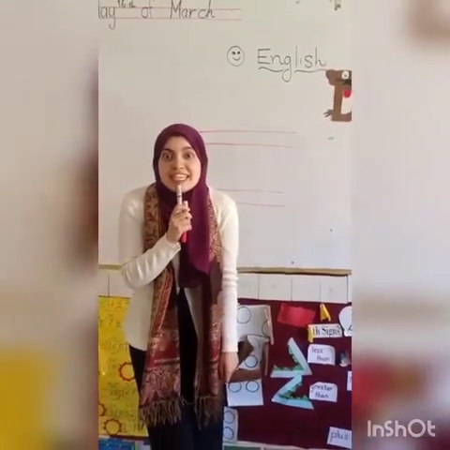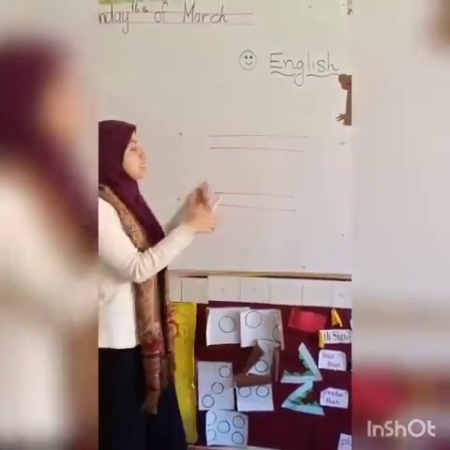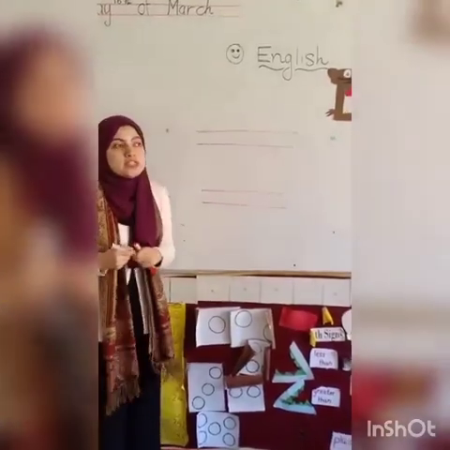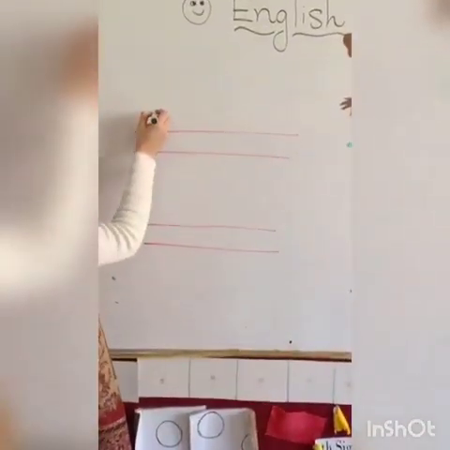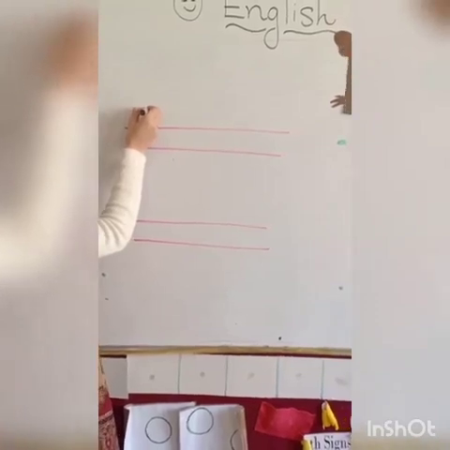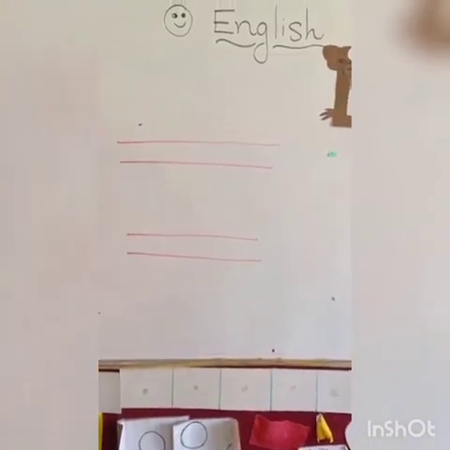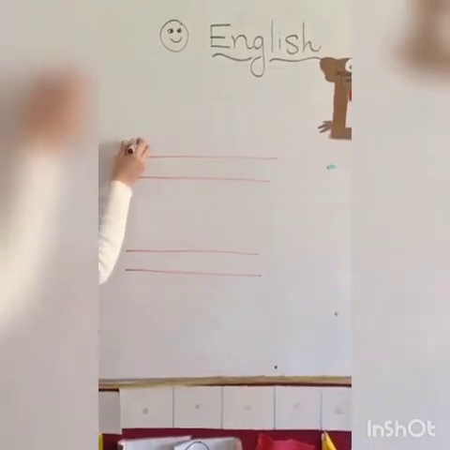This is letter D. Excellent. Let's see how to write letter D. Can you remember our starting point? We always have the starting point in here. Excellent.